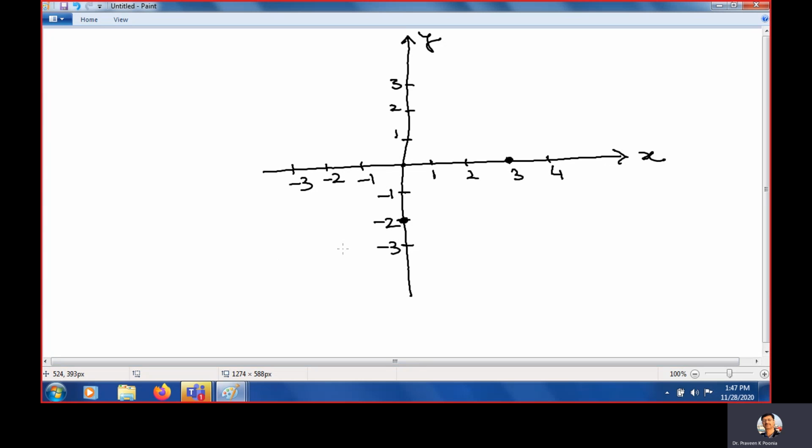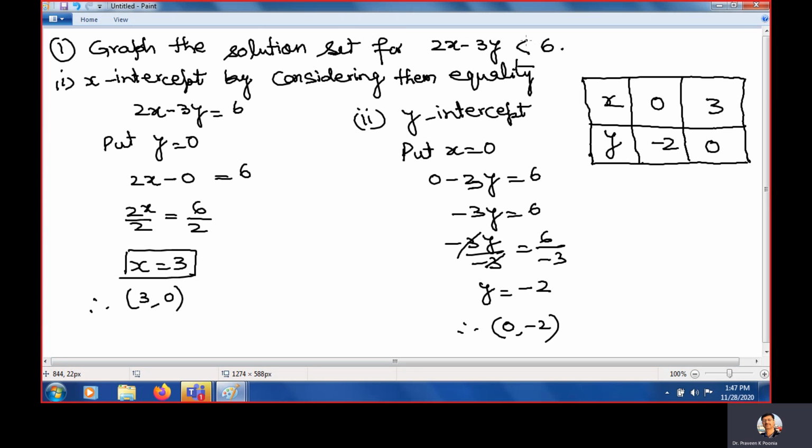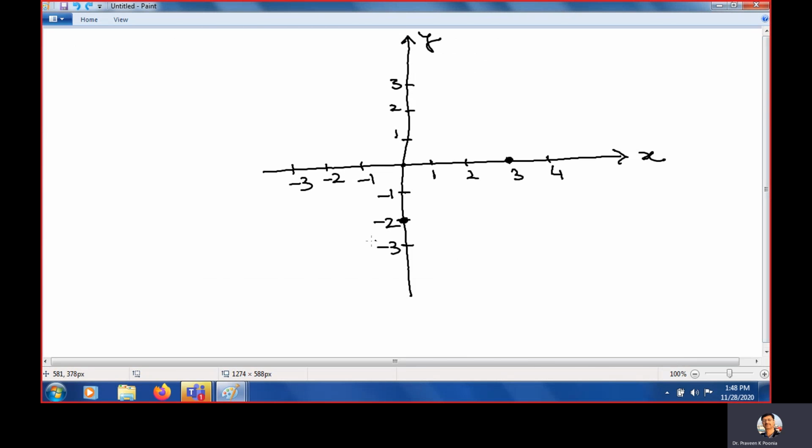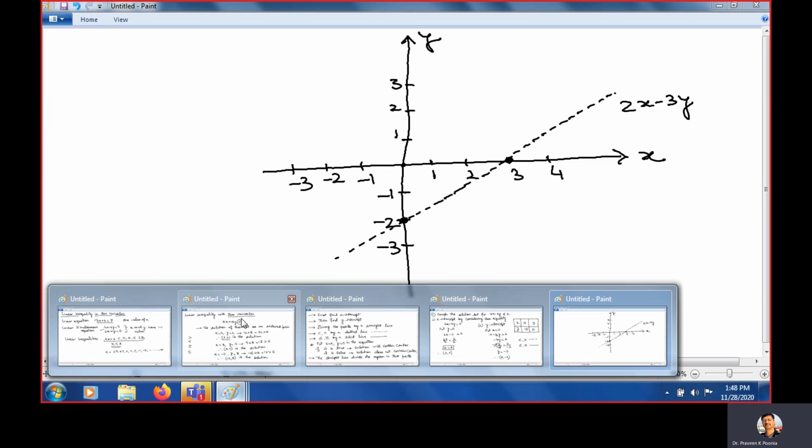You need to join these 2 points by a straight line, like this. But this is wrong. Why is this wrong? We are not going to mark a line like this, because here the symbol is less than. I told you if the symbol is less than or greater than, it will be a dotted line. If less than or equal to or greater than or equal to, it will be a solid, continuous line. So we will make a dotted line here, like this one. What is this? It is 2x minus 3y, and is it greater than or less than? It is less than 6.